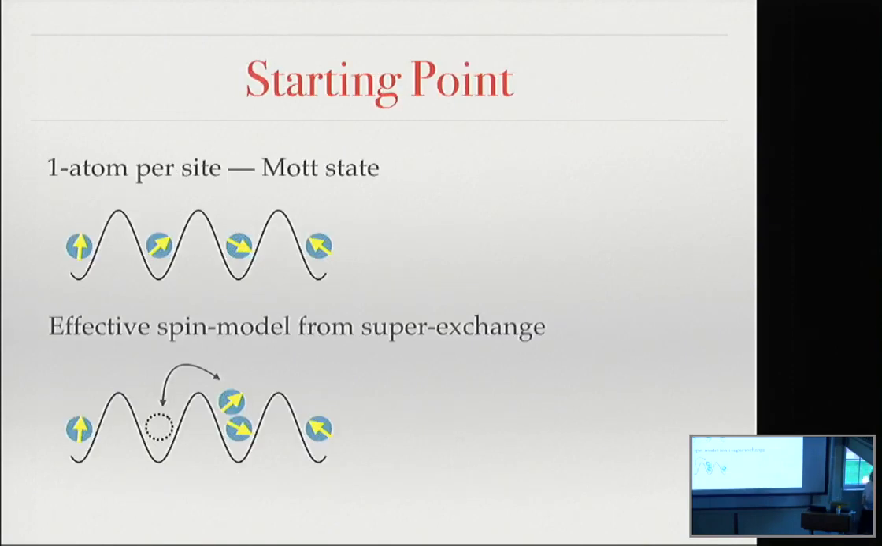Okay, so the starting point is something very familiar. I'm going to put one atom per site, and I'm imagining they have some large spin. And we're going to get our standard spin model from some superexchange: one of these guys hops over there, they interact for a while, then hops back. Okay?